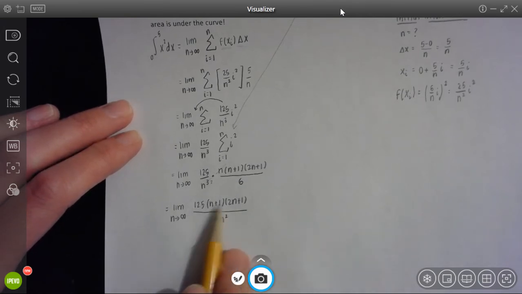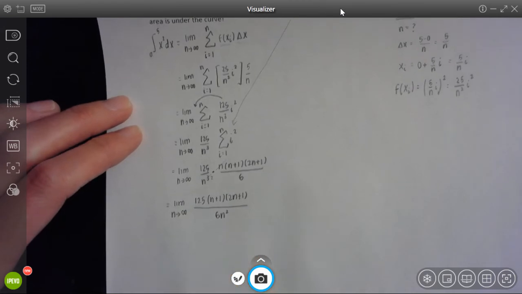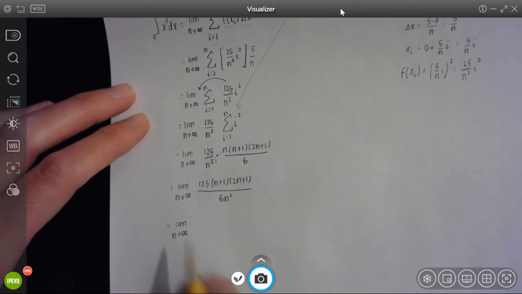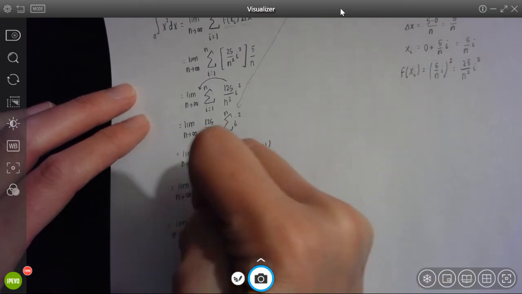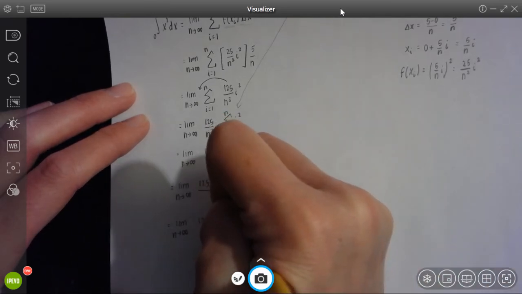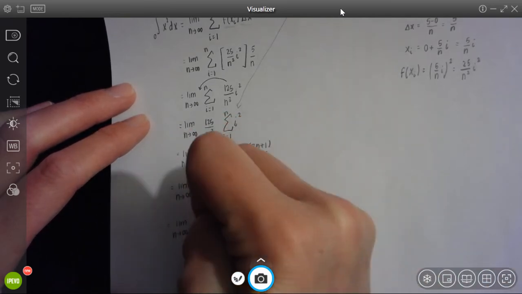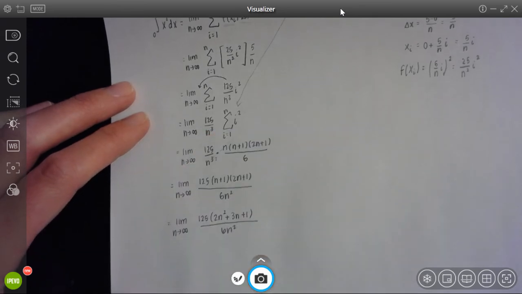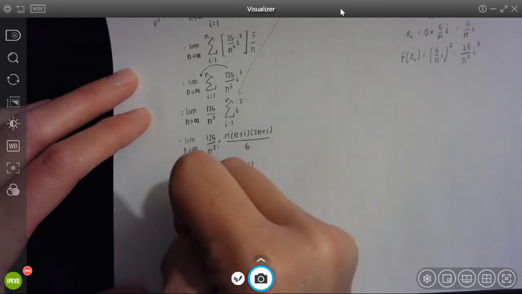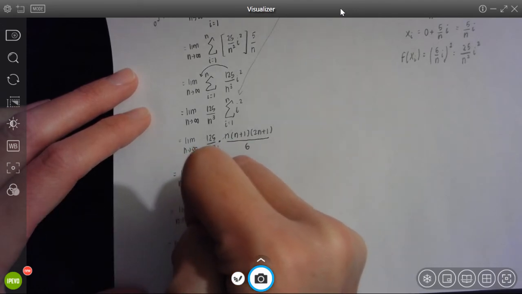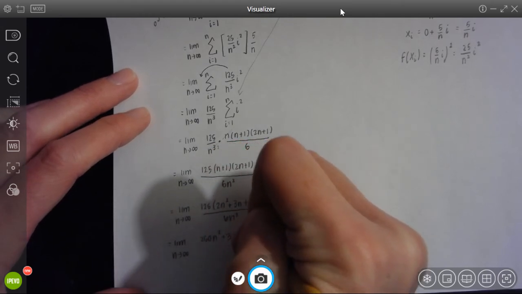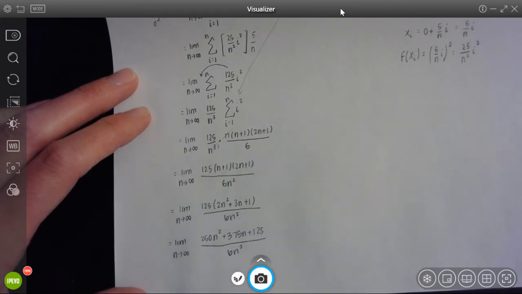And what I'm going to do is multiply that out in the numerator as well. Again, just making sure to bring down my limit in each one of my steps. So 125 times 2n squared plus 3n plus 1 over 6n squared. So I think that gives me 250n squared plus 375n plus 125 all over 6n squared.